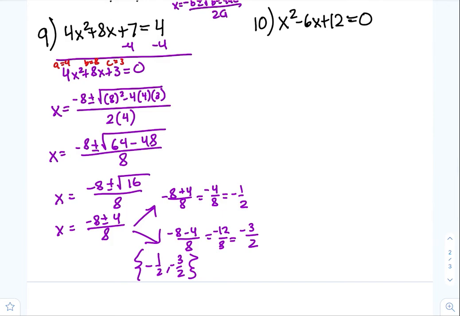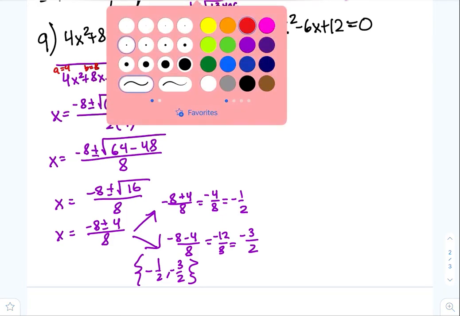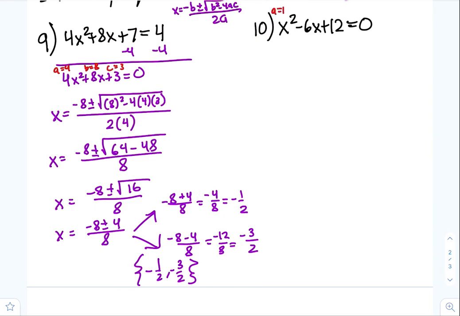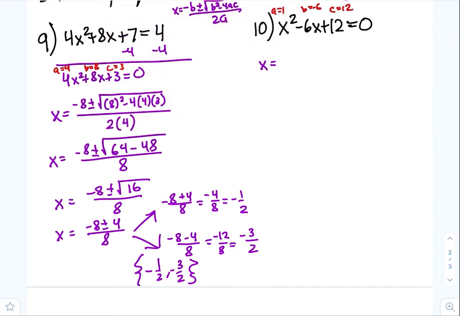Number 10. So it's set equal to 0. Good. So now we're going to say a is equal to 1, b is negative 6, c is equal to 12. So quadratic formula. Negative b. So negative of negative 6 plus or minus the square root of negative 6 squared minus 4 times your a value, which is 1, times your c, which is 12. All over 2 times your a value, which is 1.